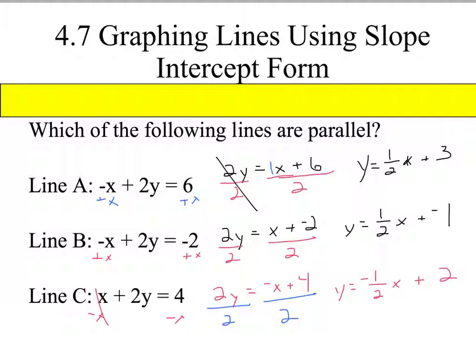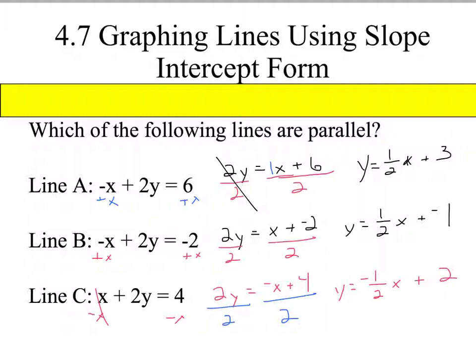Now, what does it mean to have parallel lines? We just put them all into y equals mx plus b. Y equals mx plus b is what type of form? Slope-intercept form. Get used to that word, slope-intercept. Get used to the equation y equals mx plus b. You will be hearing it a lot in the future.